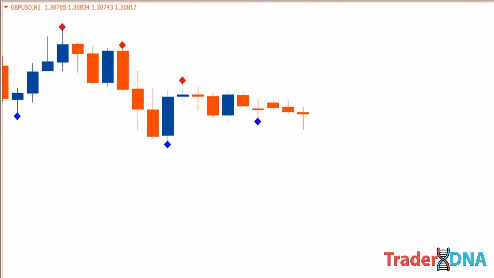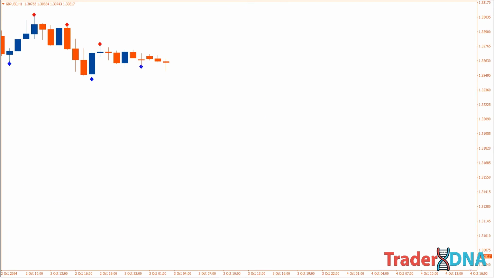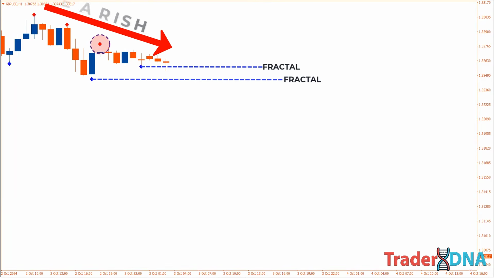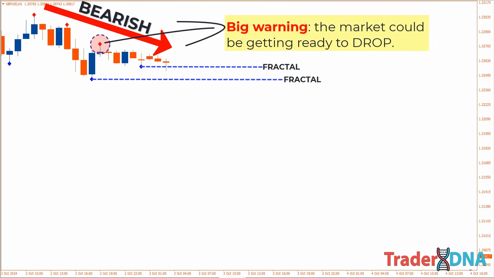Now let's flip the script for a bearish setup. You're watching the chart and suddenly, whoosh, a down fractal arrow appears above a candle. Big warning, the market may be getting ready to drop. But again, we don't just jump in because the arrow looks tempting. We play it smart, we wait.